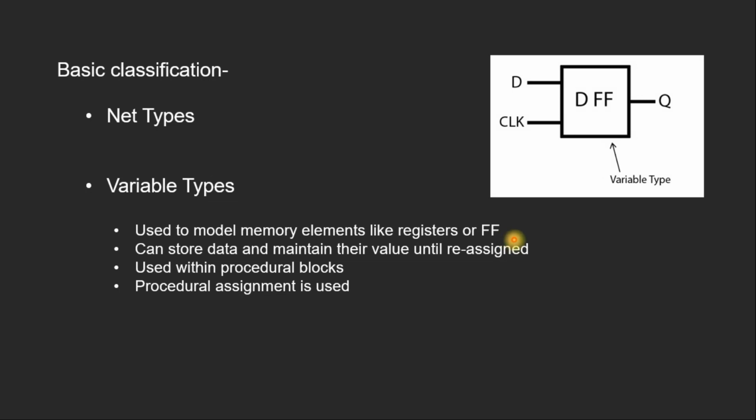To illustrate the variable data type, we can use the schematic. Here, a D flip-flop is shown, which stores one bit of data, right? So it can be designed using a variable data type as they can hold values. We can use a variable that holds a single bit to design the D flip-flop. So, we can design any flip-flop using a variable data type.